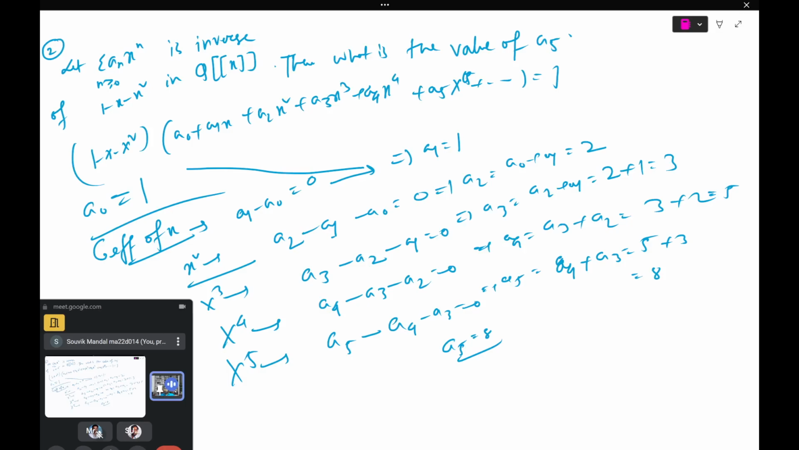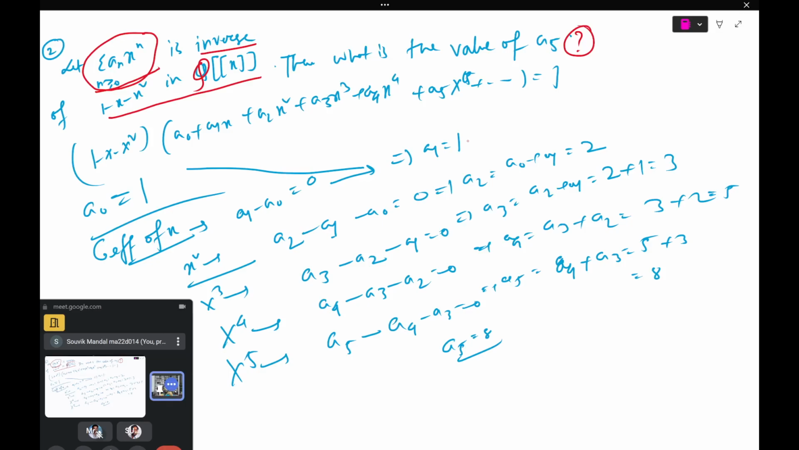Okay, the next problem is as follows. It is given that this infinite polynomial is the inverse of this polynomial in Q double bracket X. Now the question is, what is the value of a5? The polynomial is given to be an infinite polynomial, and given that it is the inverse of some given polynomial, we need to find the value of the coefficient a5. Exactly in the same way as the previous problem, here also it is given to be an inverse.